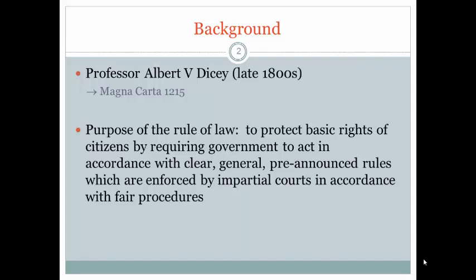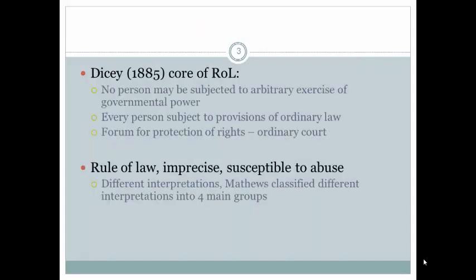The idea thus, when we broadly speak about the rule of law, is that government may only act and interact with its citizens in accordance with the rules that are set out in the law, and then also only in accordance with fair procedures.